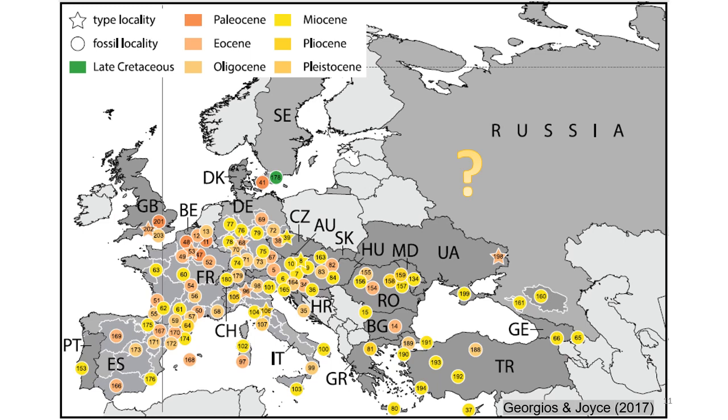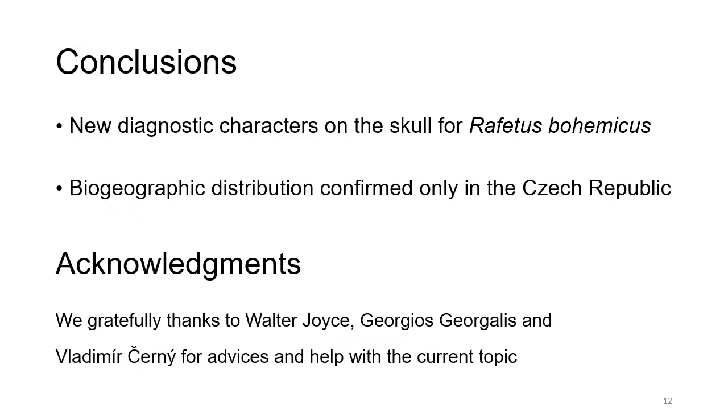In the end, we open the door to a big discussion. What is the geographic distribution of Rafetus bohemicus? Because other preserved material outside of the Czech Republic seems to be of the Trionyx genus. So that will be our next aim for the future, to reconstruct the biogeographic distribution and the migration pattern of Rafetus turtles. In conclusion, we confirm the occurrence of Rafetus bohemicus in the Czech Republic and describe new diagnostic characters on the skull.